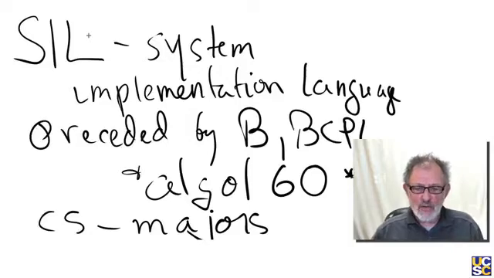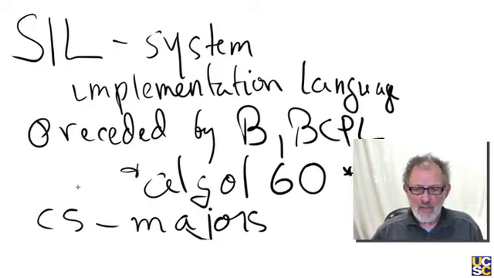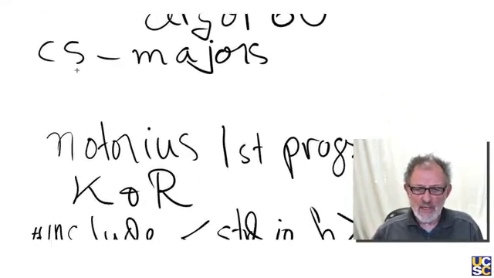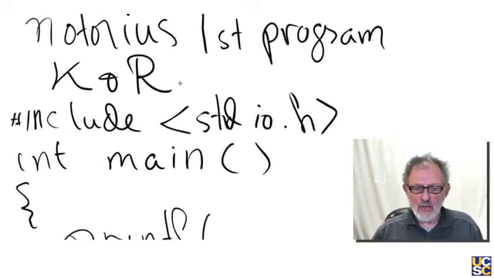ALGOL 60 was a language codified by an international group of computer scientists in 1960, right at the beginning of computer science. And if you're interested in majoring in computer science or are a computer scientist, I highly recommend for the majors that you go back and look at ALGOL 60. Many of the concepts that we still are heavily using started with ALGOL 60.